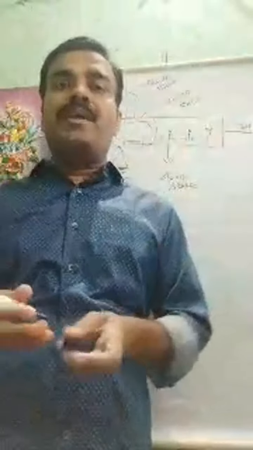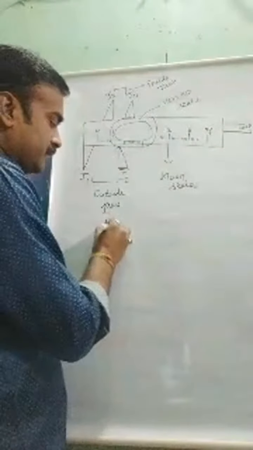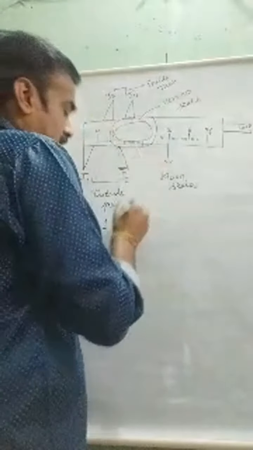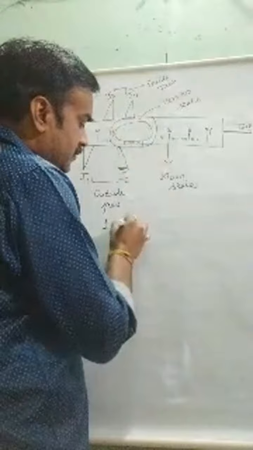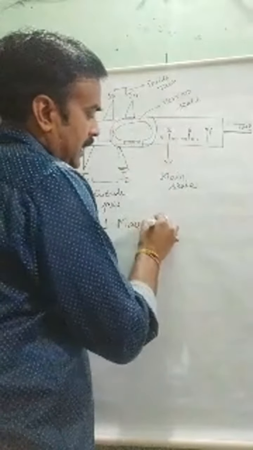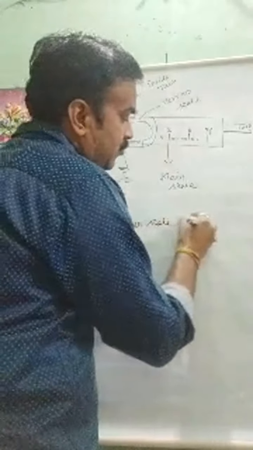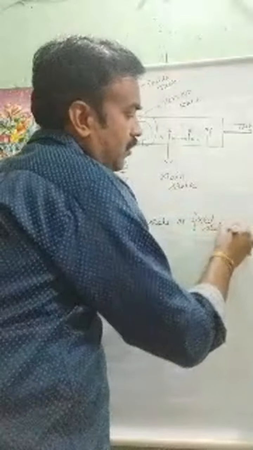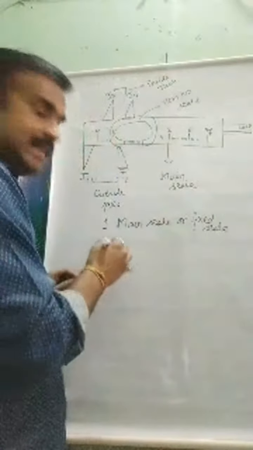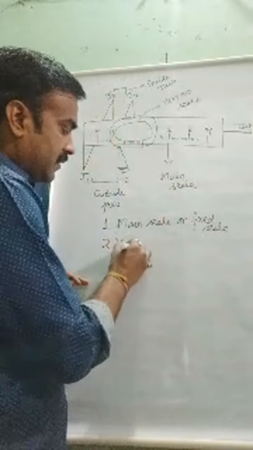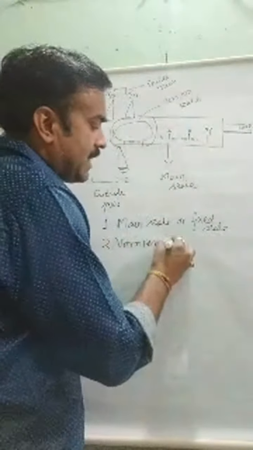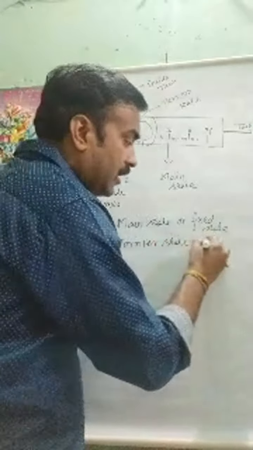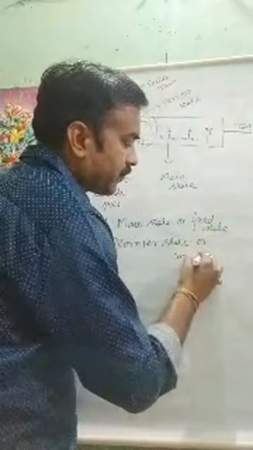Vernier scale. That means there are two major parts of the Vernier calipers. First one is the main scale, and it is also known as fixed scale. And second one is known as Vernier scale or movable scale.